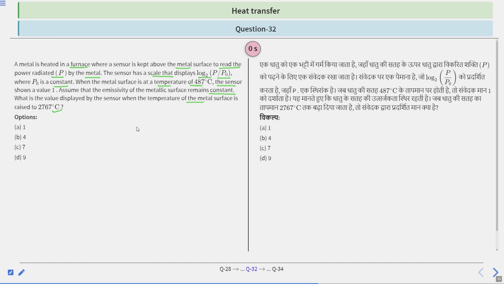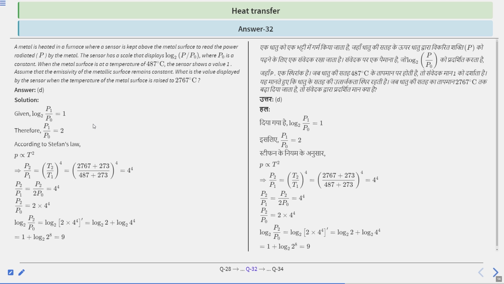Let's find a solution. So the sensor displays log base 2 of P divided by P naught, where P naught is a constant. Given log base 2 of P1 divided by P naught is equal to 1, so P1 divided by P naught is equal to 2. According to Stefan's law, P is directly proportional to T to the power 4.